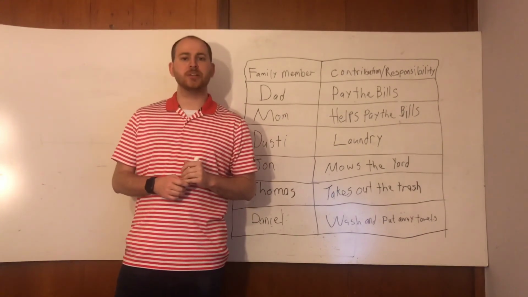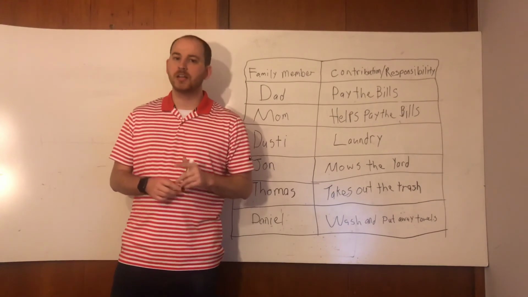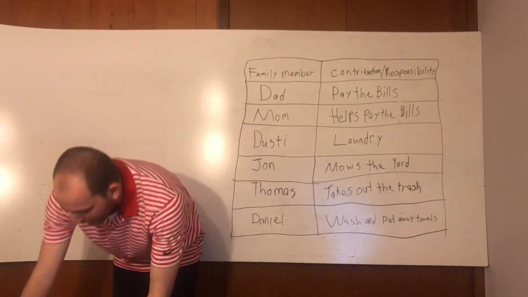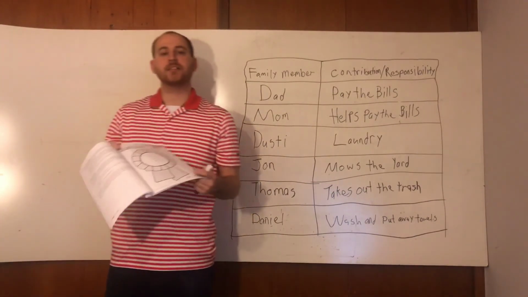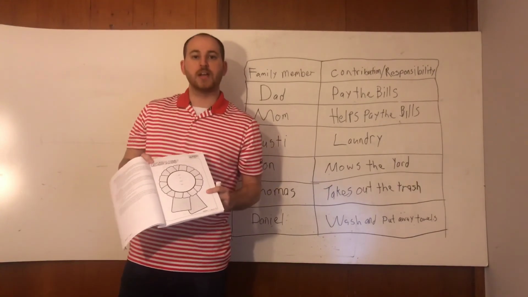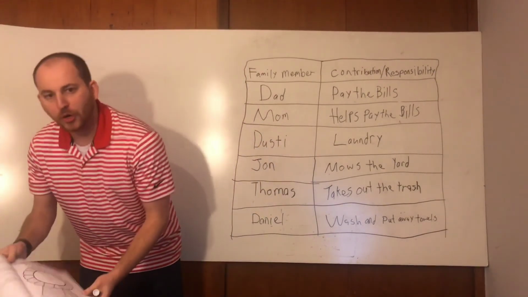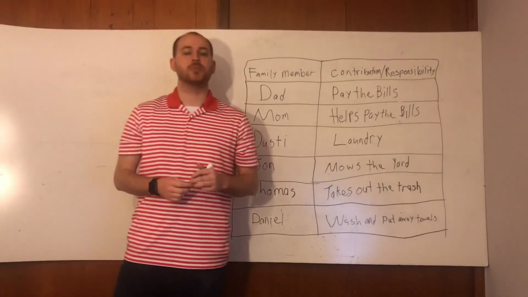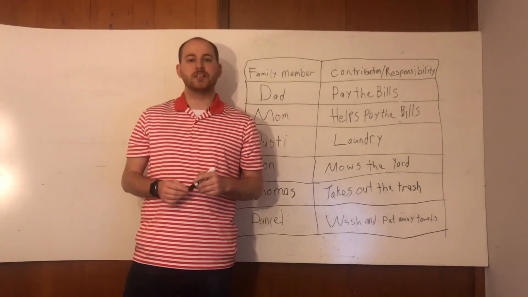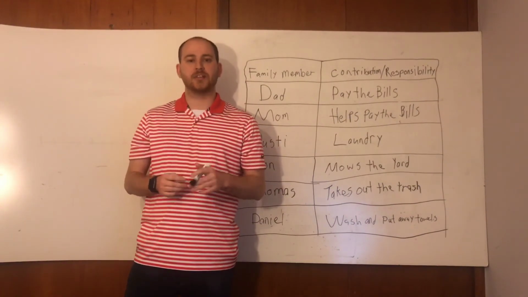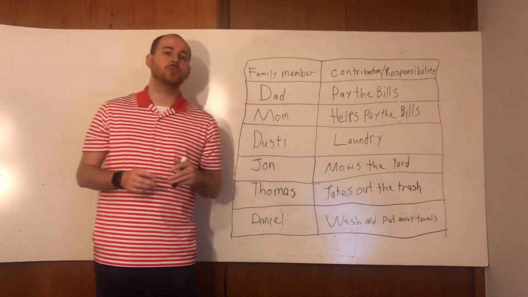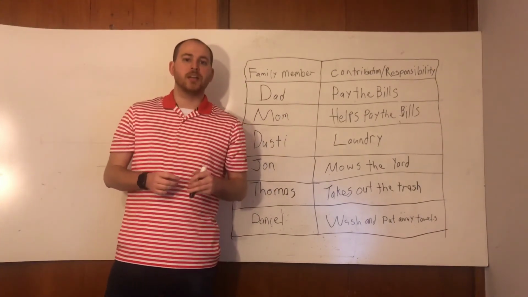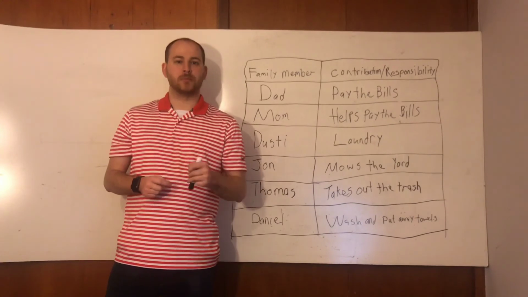After you get done completing your family contribution chart, if you have a binder, you will have a page that says Fantastic Family Member Reward. If you do not have a binder, you can go to our website, www.dhfunforkids.com, and get access to this page. What you will do is fill out this ribbon and give it to one of your family members.